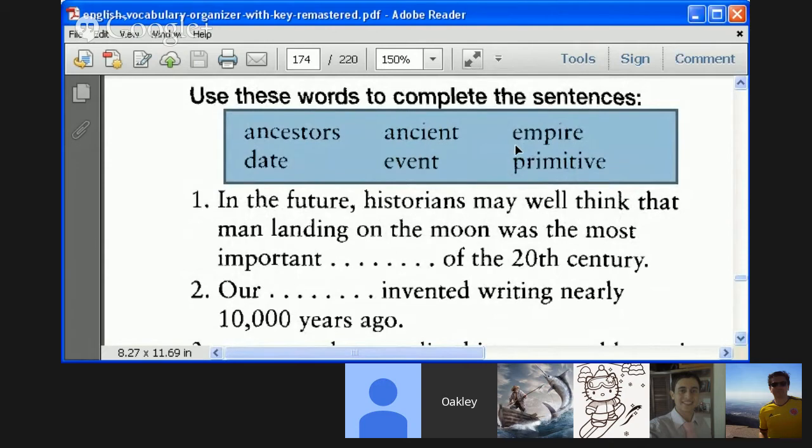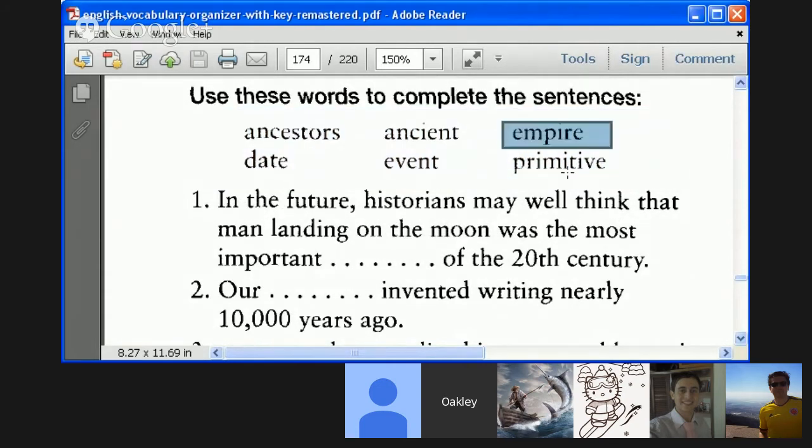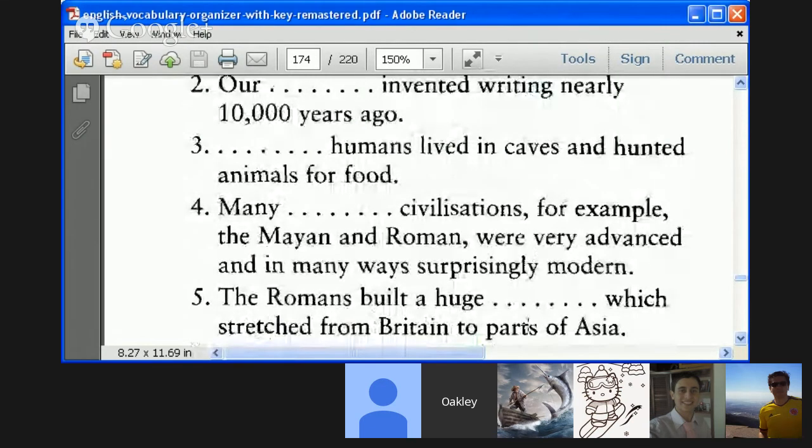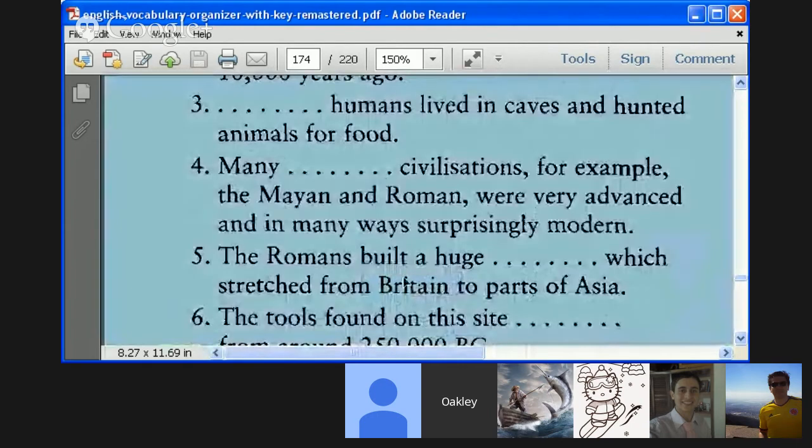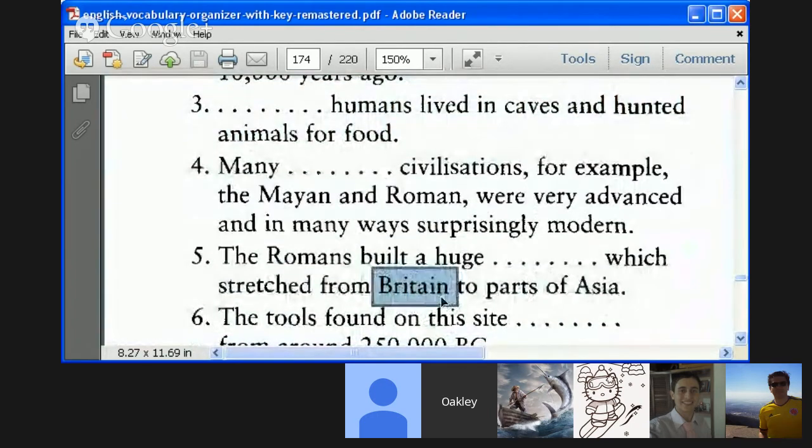The Romans built a huge empire, which stretches from Britain to parts of Asia. Stretched. Britain, that's what we now call England. And Vienna, be careful of pronunciation. Asia. There you go, long A. A huge empire, a kingdom that is massive, an empire.